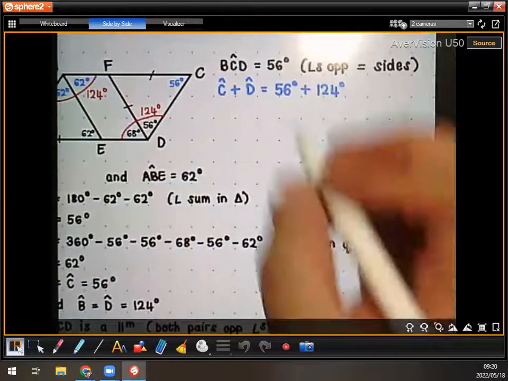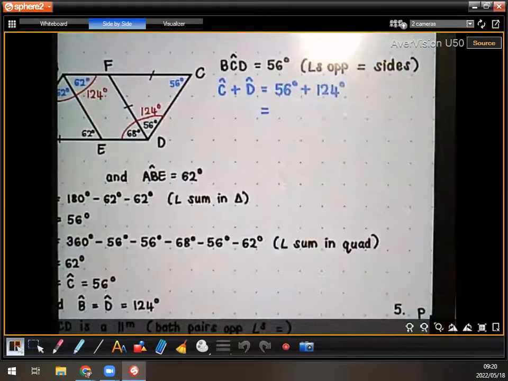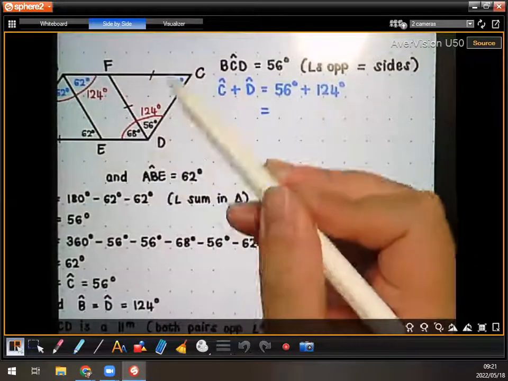No, you mustn't write anything. The reason is going to come next to the conclusion. So guys, if you have the angles and you're trying to prove that the sides are parallel, don't write any reason next to where you're just adding them together.